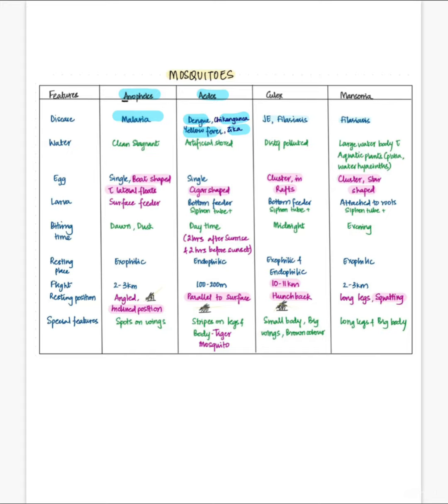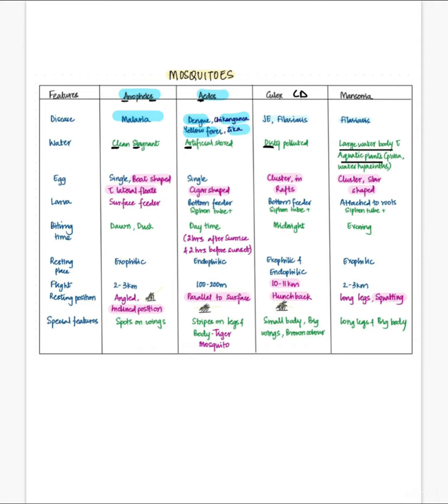Now Anopheles, guys, A C, that is clean water. That should be stagnant water, stored water, basically where malaria breeds. Aedes, that is your artificial container or artificially stored water. Culex, C D, that is your dirty or polluted water. Then Mansonia, basically in a large water body where you see aquatic plants.